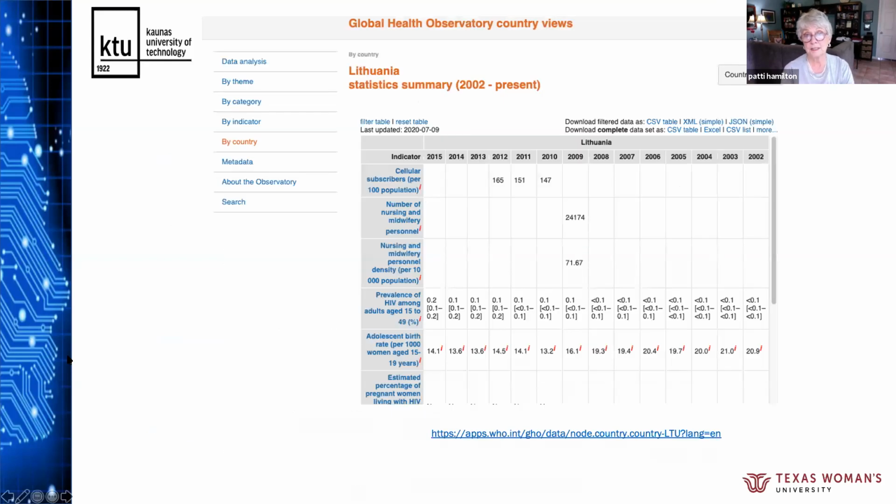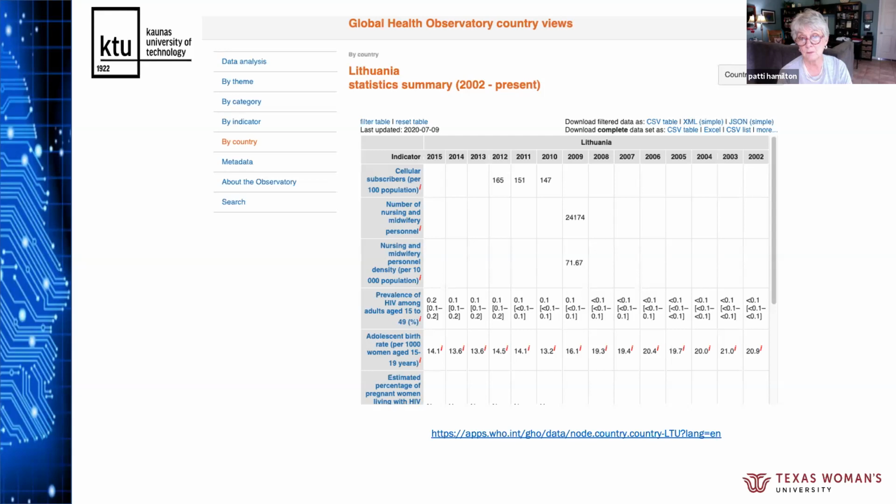Now, this is just an example of some data on Lithuanian health and health context. And I think something appeared to happen in 2009. If you'll notice, to the right of 2009 are earlier years, and to the left of 2009, more current years.